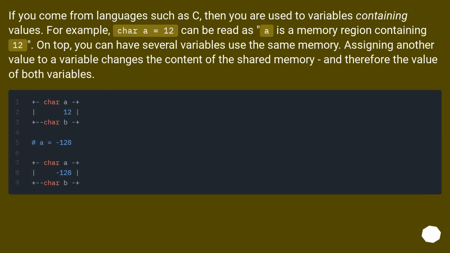If you come from languages such as C, then you are used to variables containing values. For example, char a = 12 can be read as a is a memory region containing 12. On top, you can have several variables use the same memory. Assigning another value to a variable changes the content of the shared memory, and therefore the value of both variables.